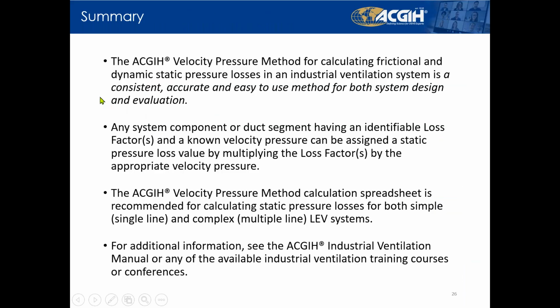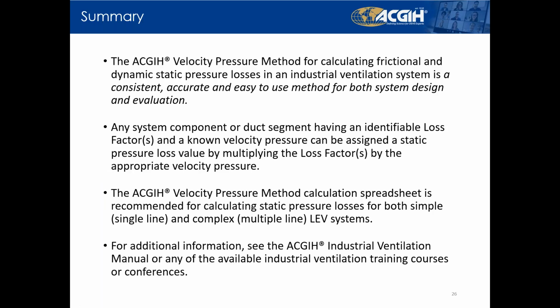So in summary, the ACGIH velocity pressure method for calculating frictional and dynamic static pressure losses in industrial ventilation systems is consistent, it's accurate, and it's a really easy to use method for both system design and system evaluation. Any system component or duct segment having an identifiable loss factor and a known velocity pressure can be assigned a static pressure loss simply by multiplying the loss factor by its velocity pressure. The ACGIH velocity pressure method calculation spreadsheet is recommended for calculating the losses.